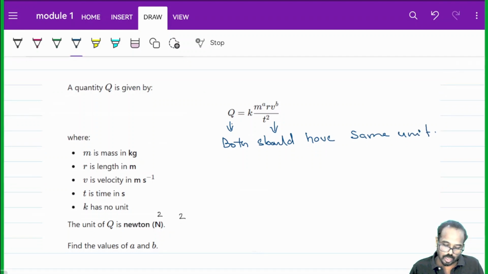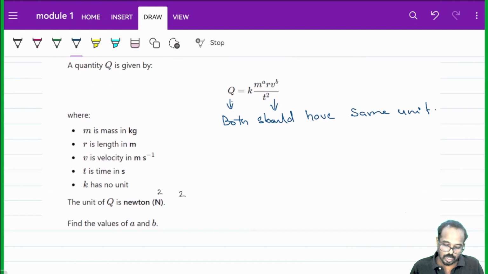In the question, m is measured in kilogram, r is length measured in meter, v is velocity in meter per second, time t in seconds, and k doesn't have any unit. And Q is in Newton. Newton, you know that. What is that quantity? Force. So Q is force only, because it is given as Newton, right? So what is the force unit? Mass times acceleration, right? Mass is in kilogram, acceleration in meter per second square.